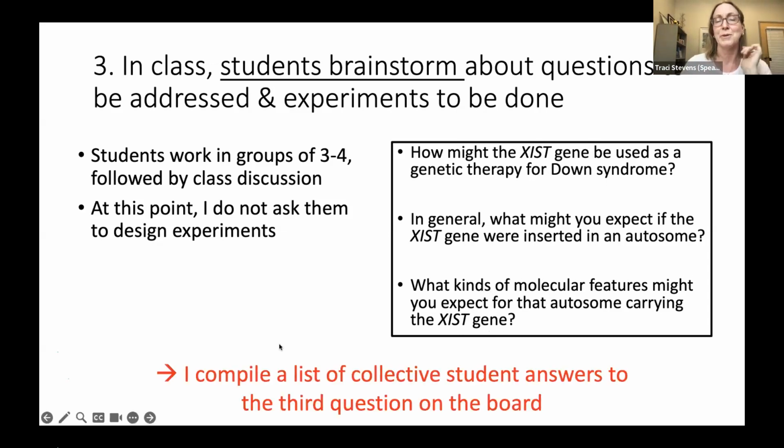And here we go. As they're answering this third question in particular, because this is forming the basis for the data I'm going to show, I actually make a list on the board. As students are giving me answers, and there are many, 6 to 10 answers that they could give, I write them on the board and I leave them up there for students to see.